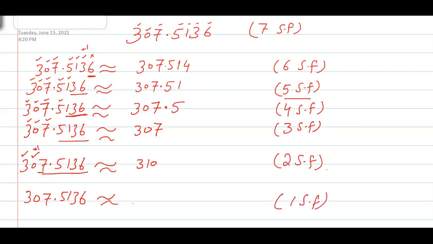Now to round this one to one significant figure, be very attentive. This is the first significant figure. I don't need these all. If I write only this one, the next one is 0, so it will not put any effect. 3 is far smaller than 307.